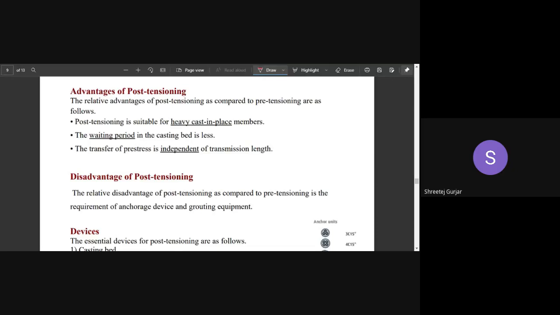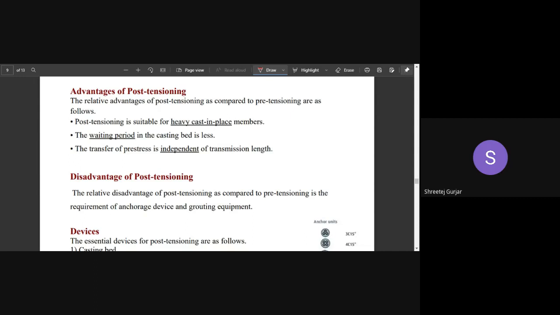Coming to your third advantage, the transfer of pre-stress is independent of transmission length. Understand this: in pre-tensioning, the transfer of your pre-stress was by bond over your transmission length. Whatever steel length was in contact with concrete, that was your transmission length, and your transfer of pre-stress was by bond.